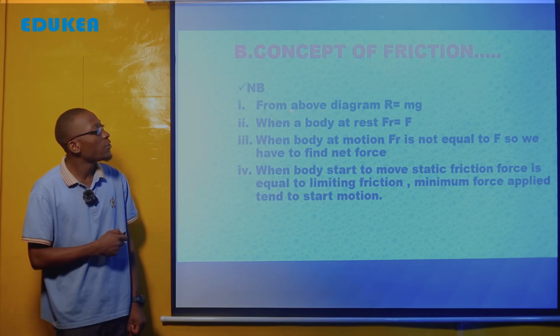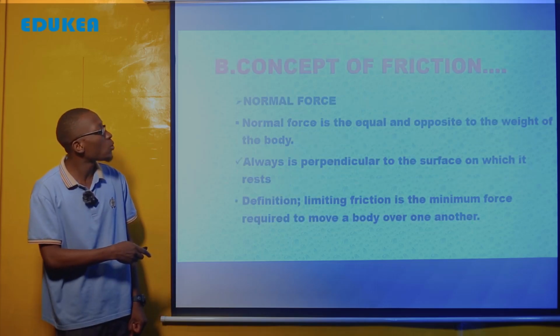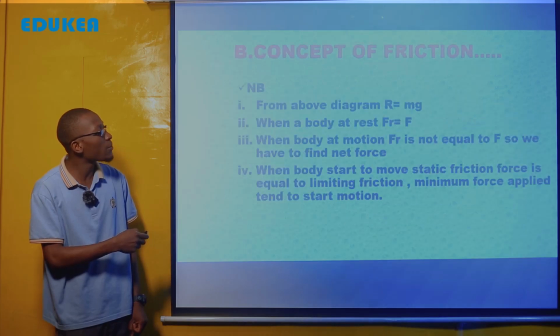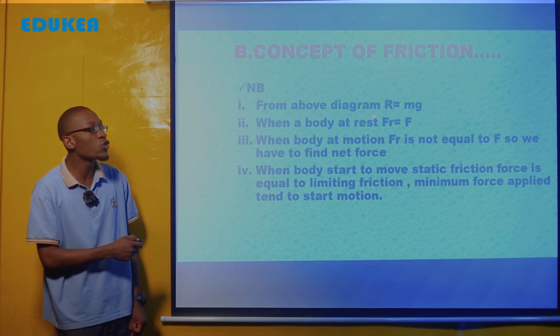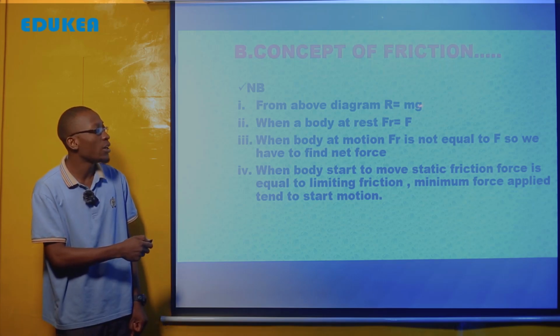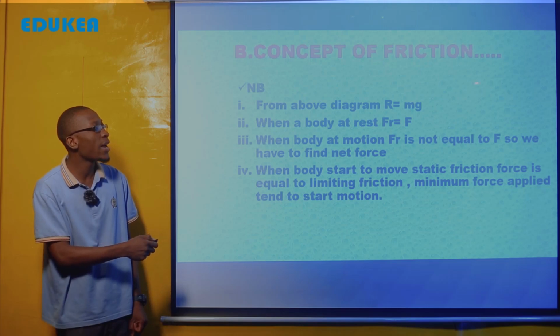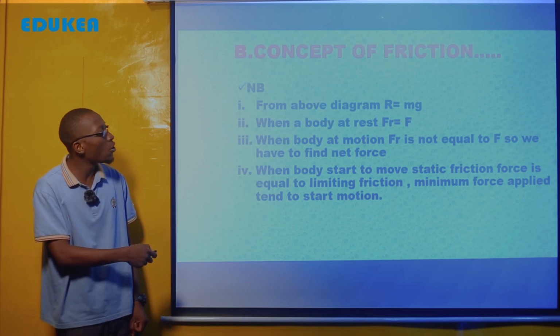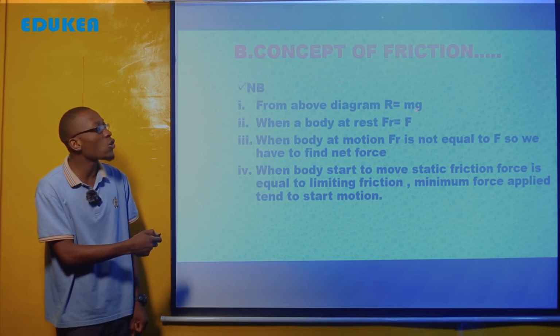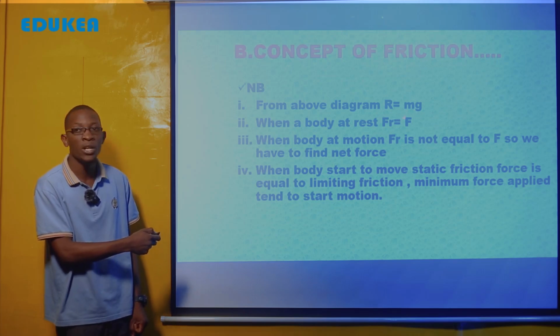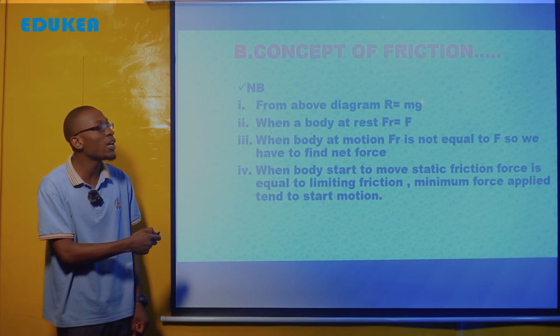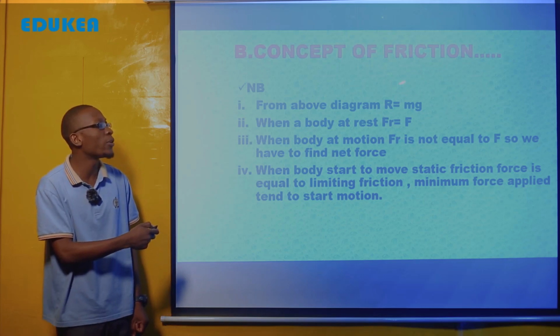Note, from the above diagrams, we get some concepts. The first one, from the above diagrams, R, which is normal reaction, is equal to mg. What is mg? m is the mass and g is the gravitational constant. So normal reaction, or R, is equal to the weight of the body. Don't confuse. If someone asks what is the weight of the body, we can say it is comparable to the normal reaction, or it is the same as the normal reaction.